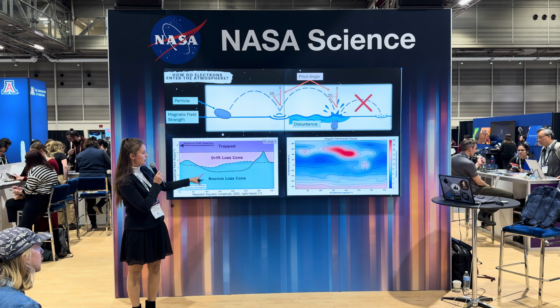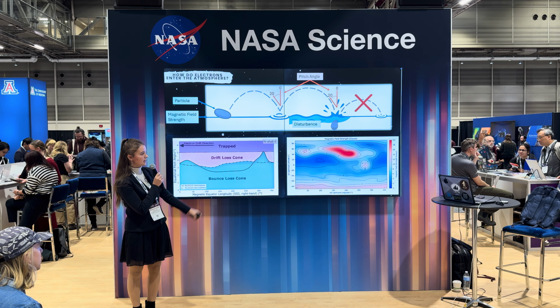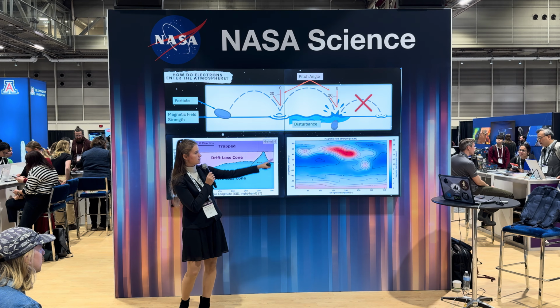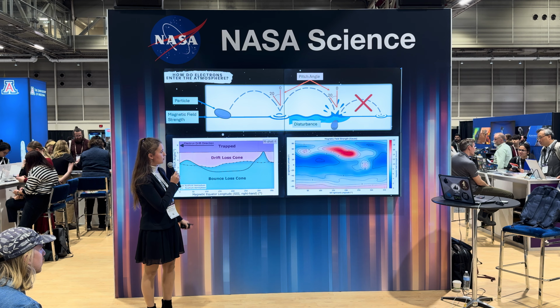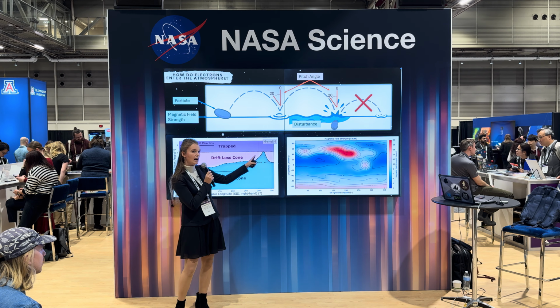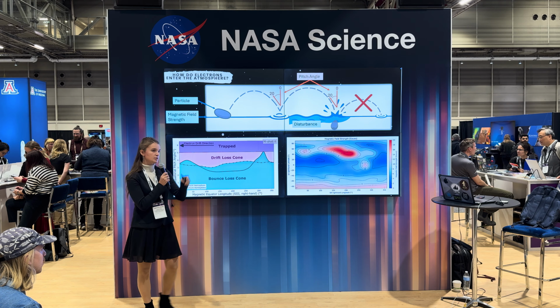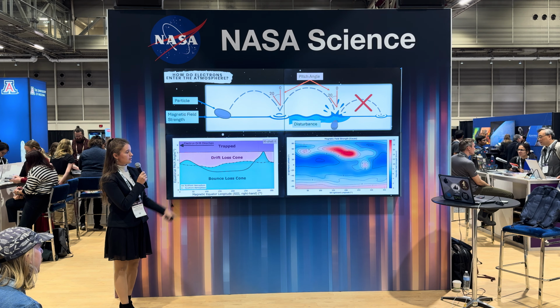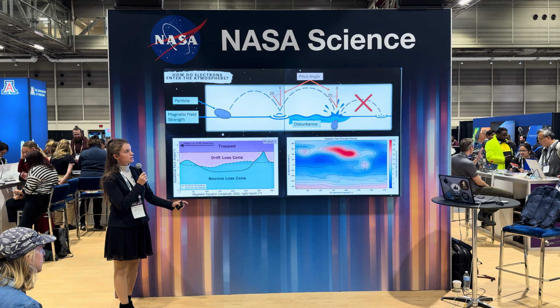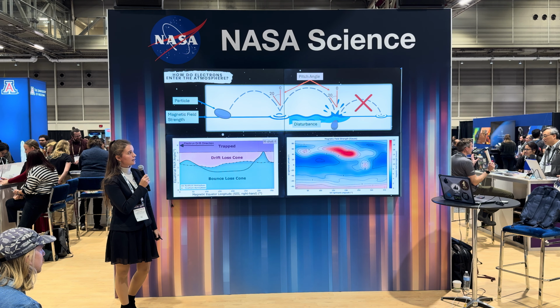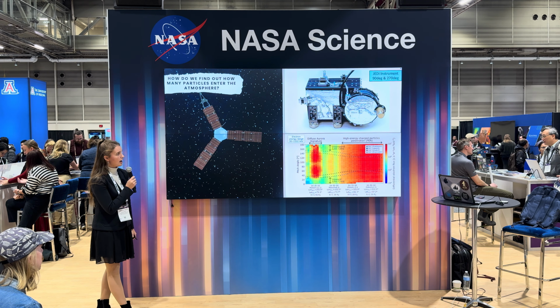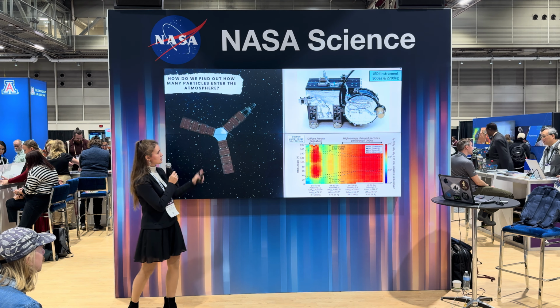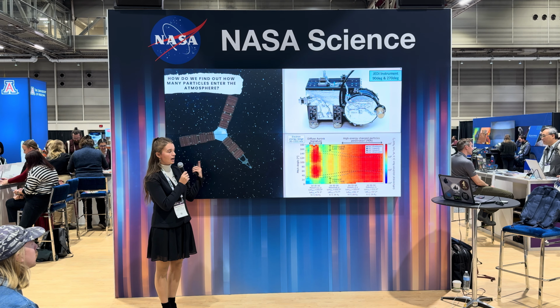This is what we call the bounce loss cone, and we can calculate it for different longitudes depending on the magnetic field strength. For different longitudes, we need higher angles to keep the particles skipping, or else the particles fall in. This is what we have to calculate first, and what we can then apply to our Juno data. This is the spacecraft we're using to get the data.